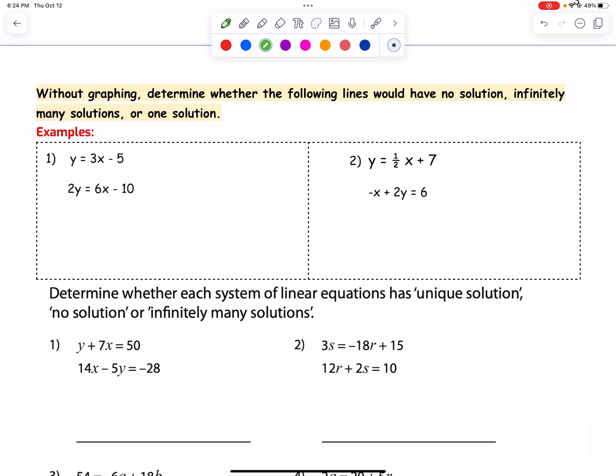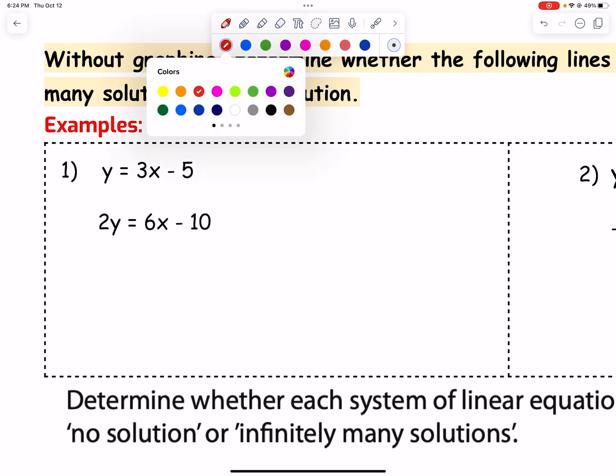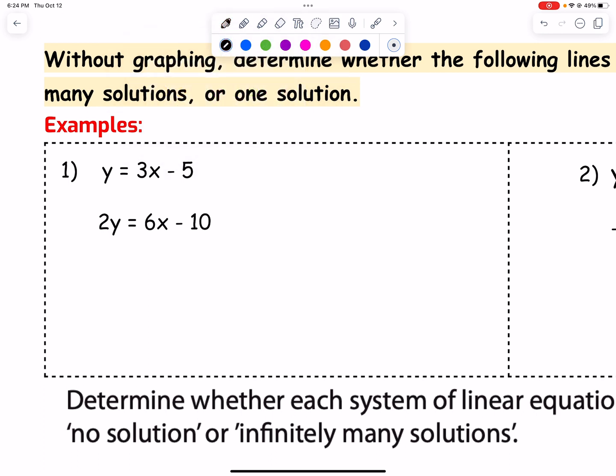Without graphing, determine whether the following lines would have no solution, infinitely many solutions, or one solution. So what we can do is look at their slopes, and we just got to get them equal to y in order to check it out. So the first equation is y equals 3x minus 5. So that one is already in y equals. The second one says 2y equals 6x minus 10.